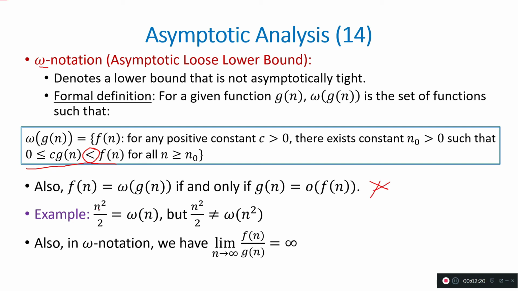Let's look at an example. N squared divided by 2 belongs to the set small omega of n. Yes, because it has a higher order as compared to n. Therefore, this is greater than this. But n squared divided by 2 is not equal to small omega n squared, because n squared divided by 2 is not greater than n squared. So if we take the limit of f of n and g of n as n tends to infinity, we see that f of n grows significantly larger as compared to g of n, and therefore this limit would go to infinity.